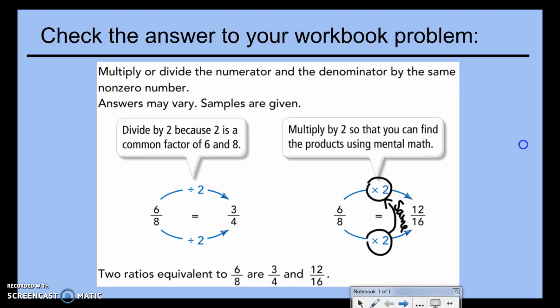Okay? For division, again, you're kind of limited because 2 is the only number that can go into 6 and 8 evenly as a whole number. Okay? So make sure you get all this information down before you push play.